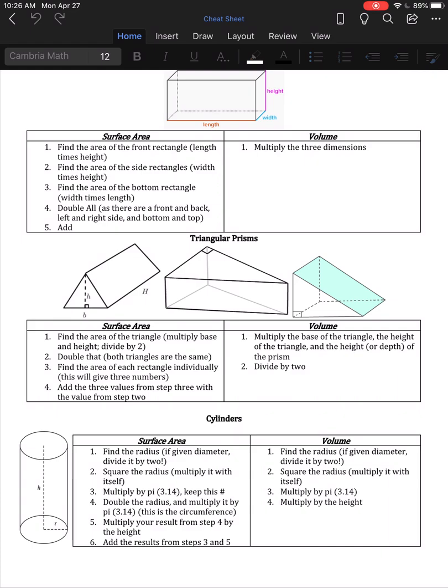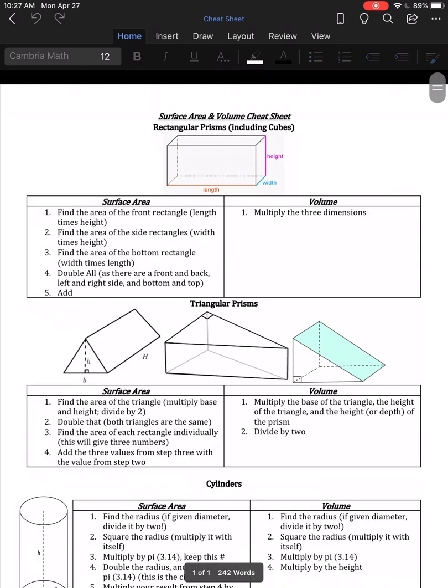There are obviously more shapes. We're not talking about pyramids this year. We're not talking about spheres this year. We're not talking about cones this year. We will do all of those next year. Chapter 6 of the 7th grade book is all about perimeter, area, surface area, and volume. This year, we're just focusing on these particular shapes.